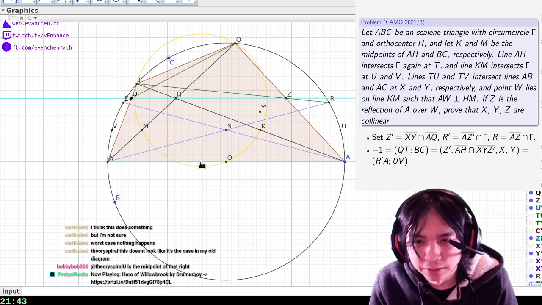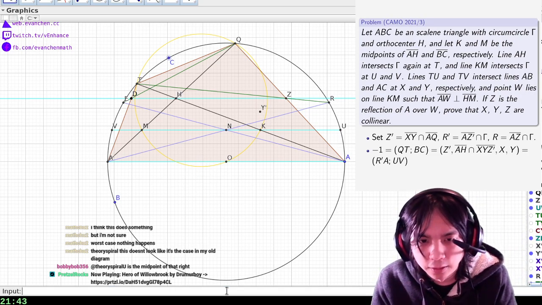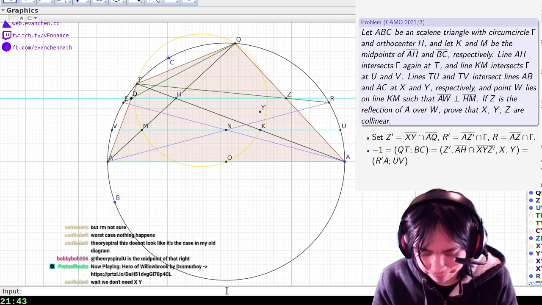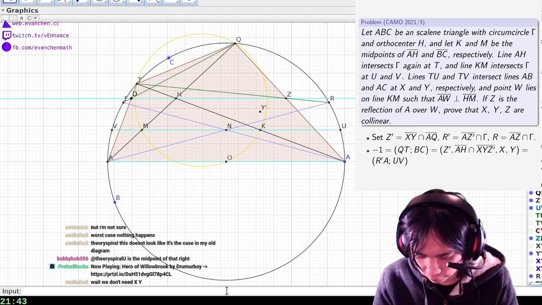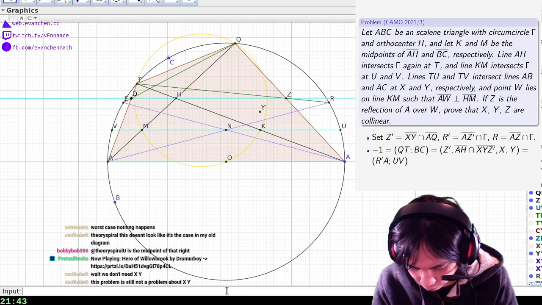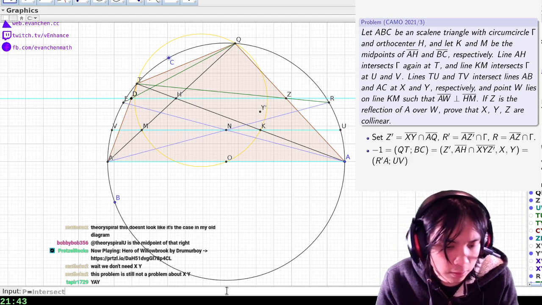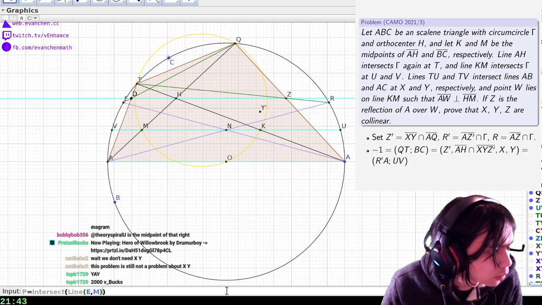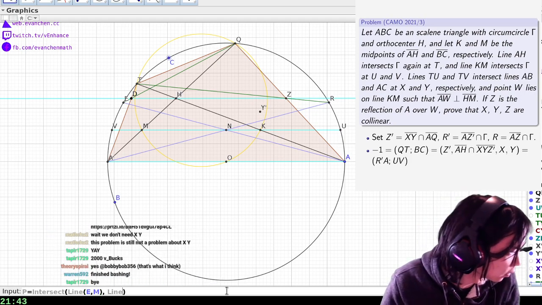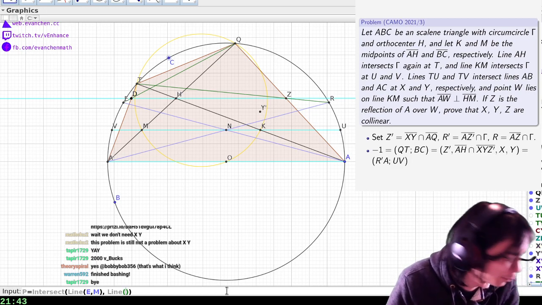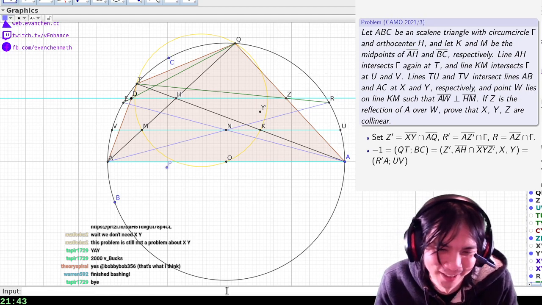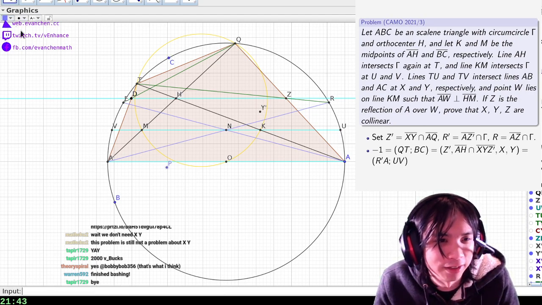So you wanted EM intersects KR. What do I call it? Finished bashing. Warren's ahead of us. Okay, I define EM intersects KR.